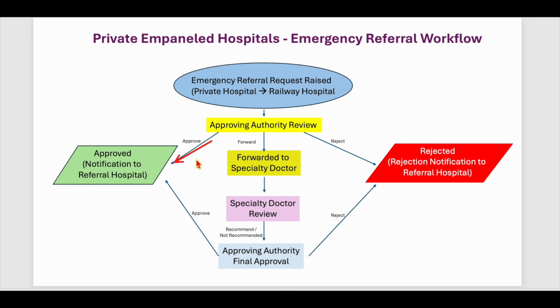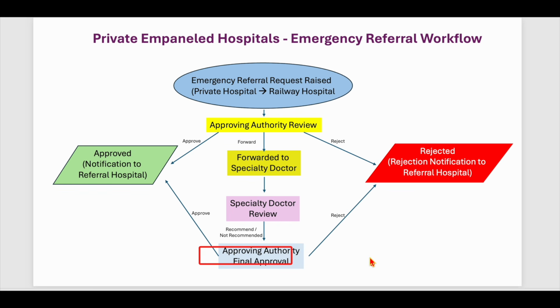Another option for the approving authority is that a request can be forwarded to a specialty doctor, so that the specialty doctor can review the request for emergency treatment received from the private empaneled hospital. In such scenarios, the approving authority may forward the request to the specialty doctor. The specialty doctor reviews the request and can provide remarks along with recommended or not recommended for the particular referral case. Again, it will land with the approving authority.